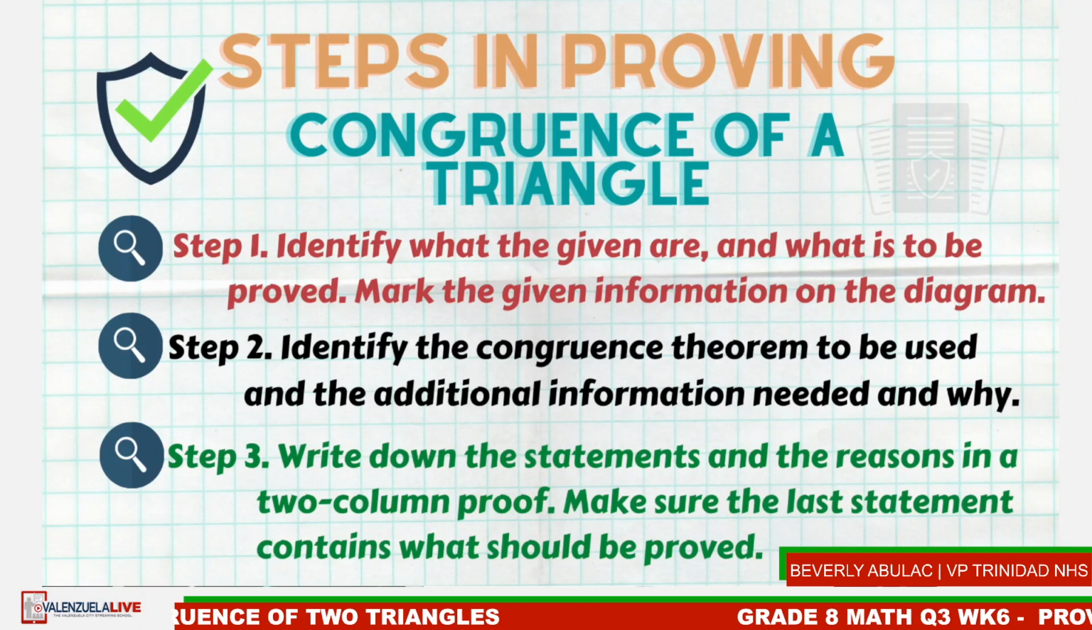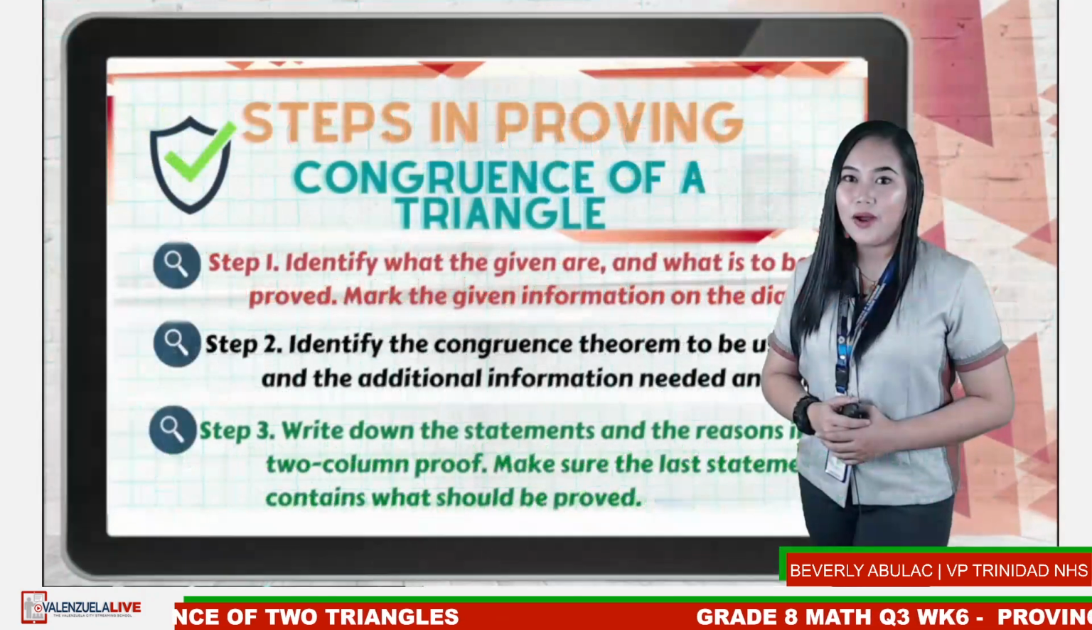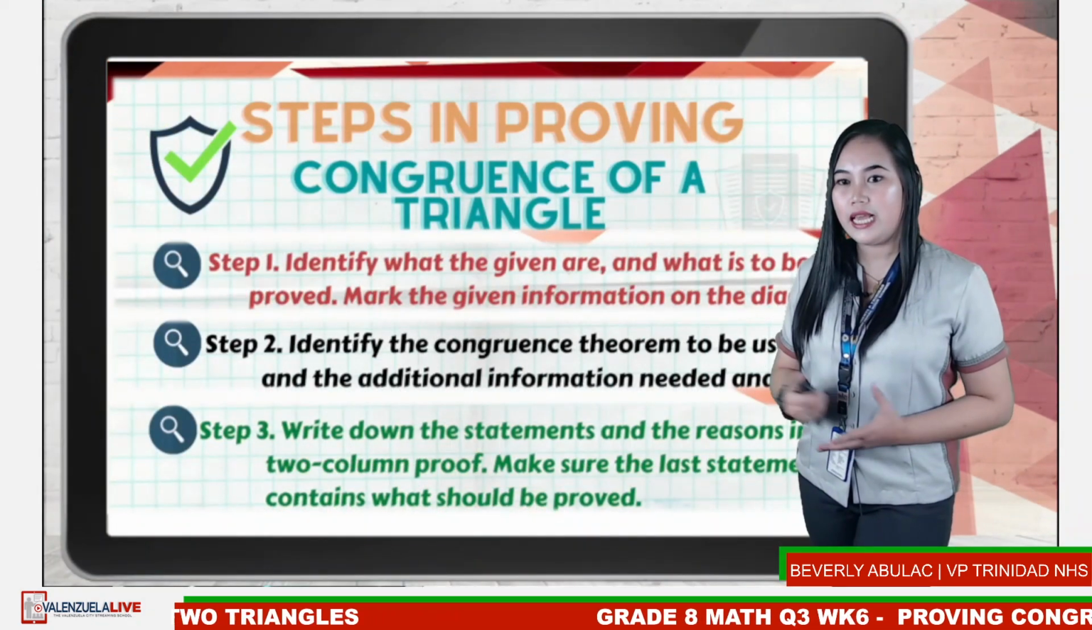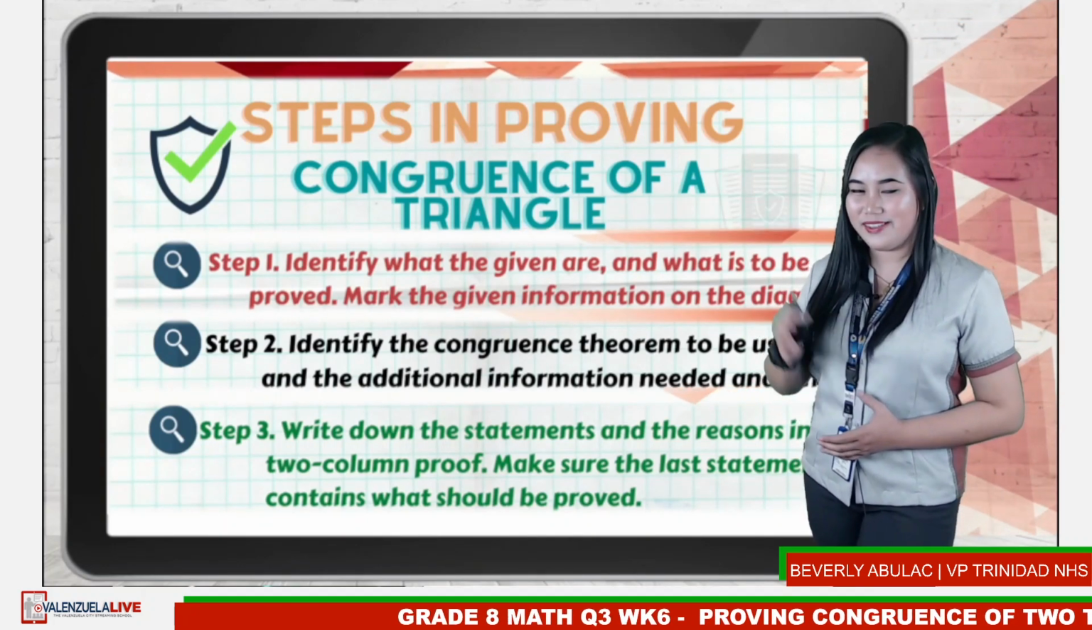For step 1, you have to identify what the givens are and what is to be proved. Mark the given information on the diagram. Step 2, identify the congruence theorem to be used and the additional information needed and why. Then last step, step 3, write down the statements and the reasons in a two-column proof. Make sure the last statement contains what should be proved. Now, let us apply the congruence postulates and theorems in proving congruent triangles using illustrative examples.